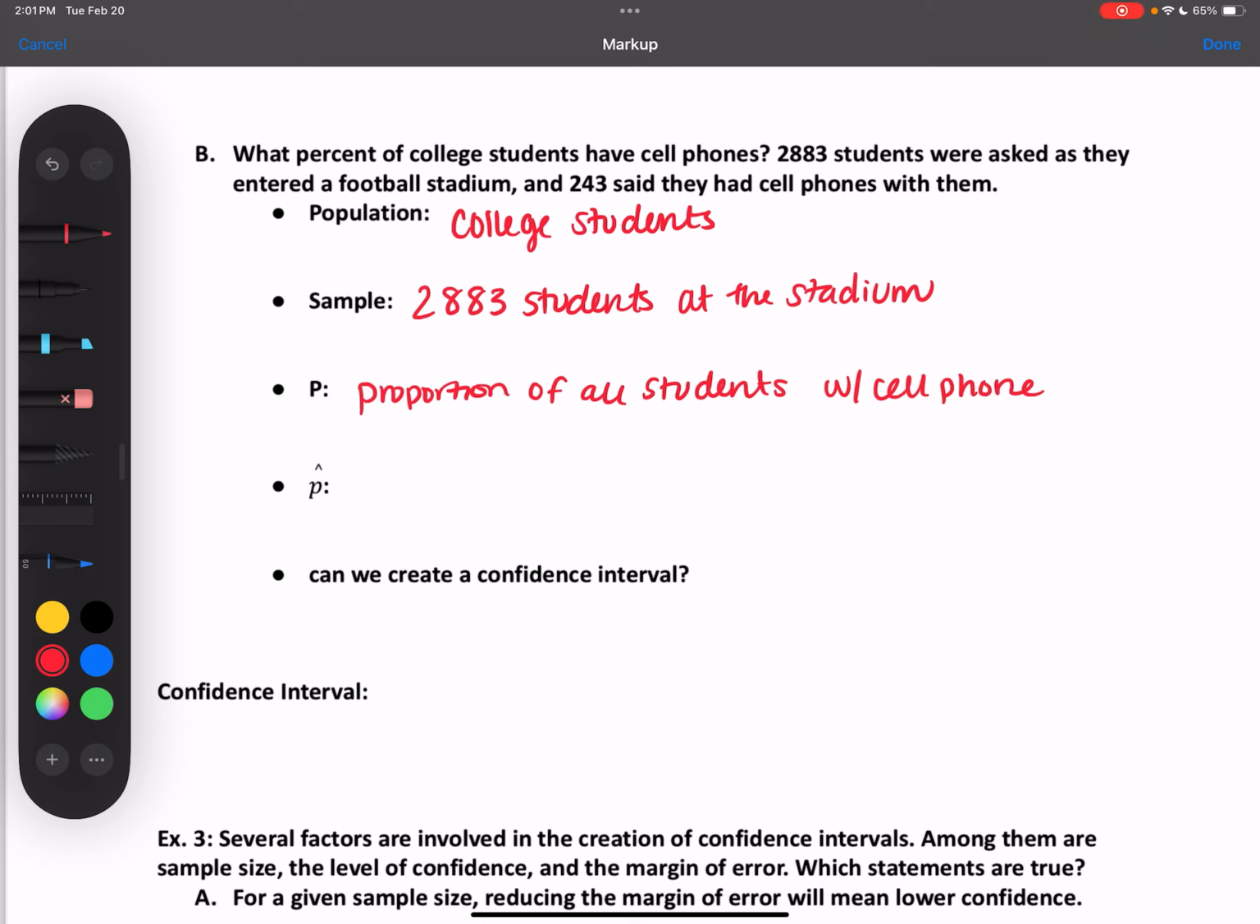What would P hat be for this particular situation? The percentage of students in the sample of 2,883 that had cell phones. Yep, the proportion of students at the game, or at the stadium, who had a cell phone.